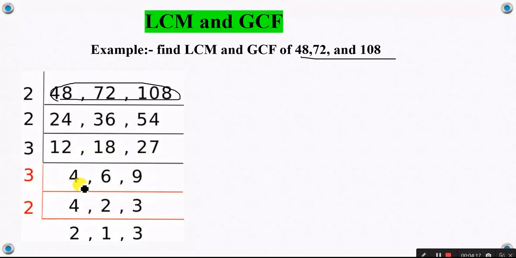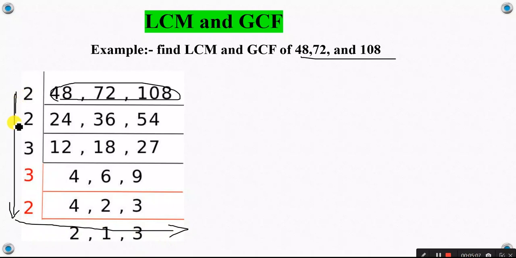Now they are not all divisible by 2. Some of the numbers are divisible by 3, some by 2. So let us divide by 3 first. We cannot divide 4 by 3, so we leave it as it is and divide the next numbers. 6 divided by 3 is 2. 9 divided by 3 is 3. And let us now divide by 2. 4 divided by 2 is 2, 2 divided by 2 is 1, and 3 is not divisible by 2, so we leave it as it is.